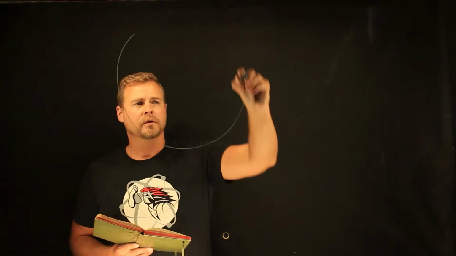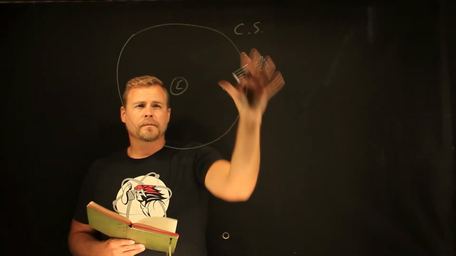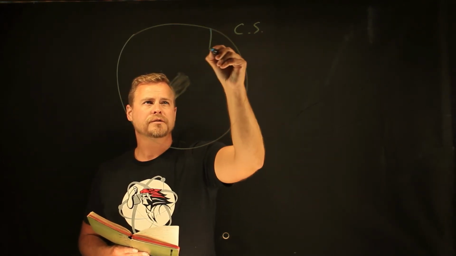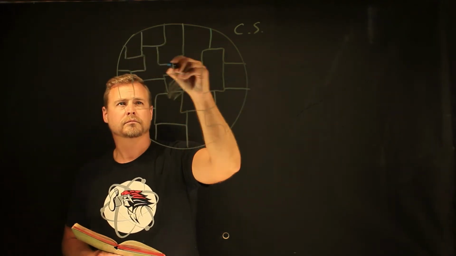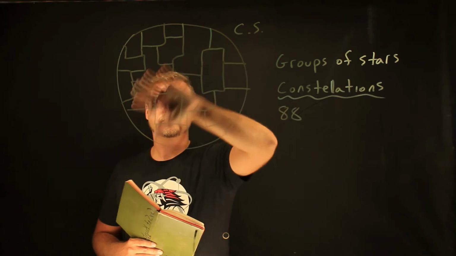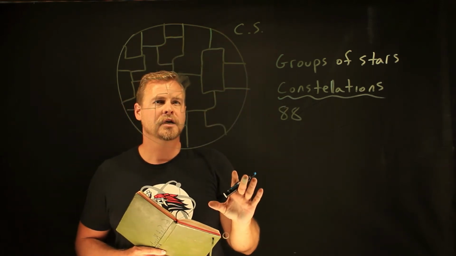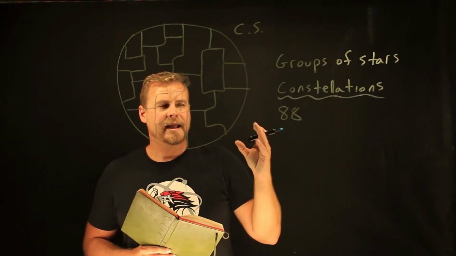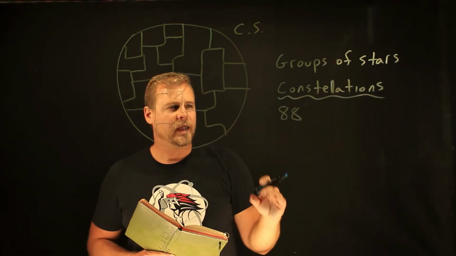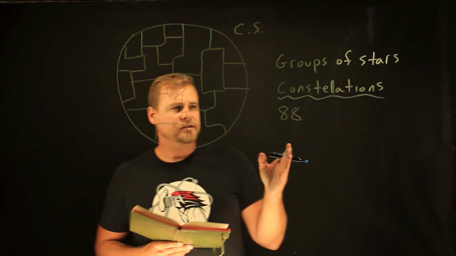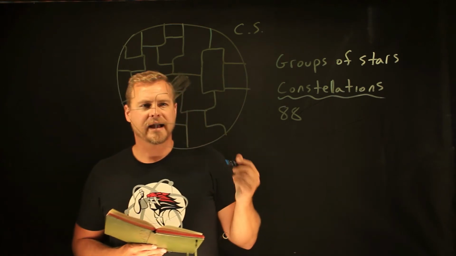If we go back to that celestial sphere picture, this sphere has been broken up into regions. So this region of space called the celestial sphere, all the stars and clusters that you can see, have been broken up into sections or groups of stars. Well, in Latin, that's constellations, and there's 88 of them. Okay, these constellations act as an address.